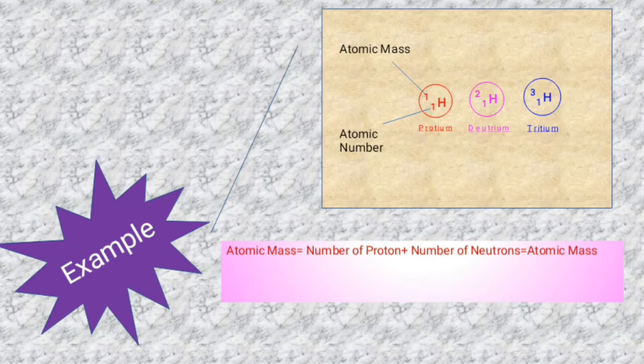Now let's discuss the isotopes of hydrogen. The first isotope of hydrogen, protium, is the most abundant isotope of hydrogen on Earth. It has atomic mass of 1. What does it mean? It means that it has 1 proton and no neutrons in the nucleus. The second isotope of hydrogen, deuterium, has atomic mass of 2, which simply means it has 1 proton and 1 neutron in the nucleus. Similarly, the third isotope of hydrogen, tritium, with atomic mass of 3, has 1 proton and 2 neutrons in its nucleus.